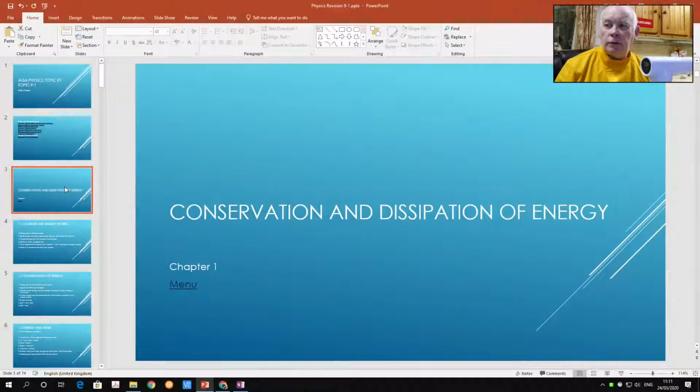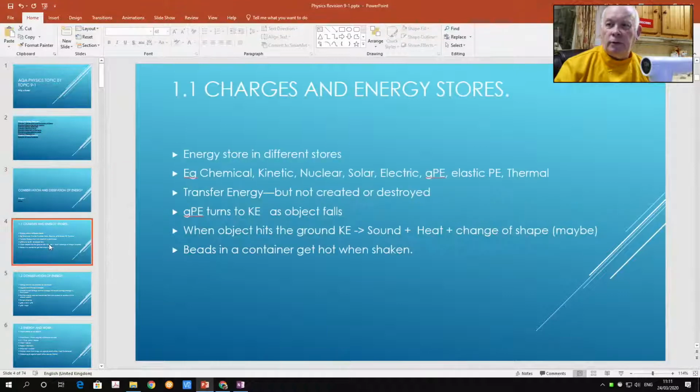Hello, we're going to have a look now at AQA Physics. We're going to look at this topic by topic, taking us through each of the topics one by one, and we're going to start with having a look at conservation and dissipation of energy. So let's get to it and have a look.